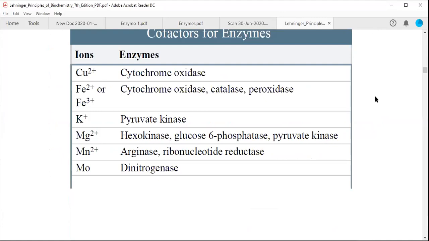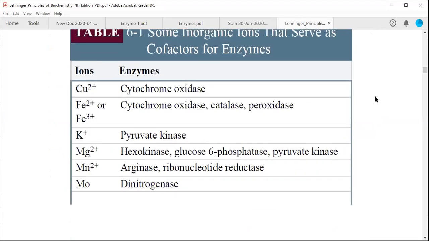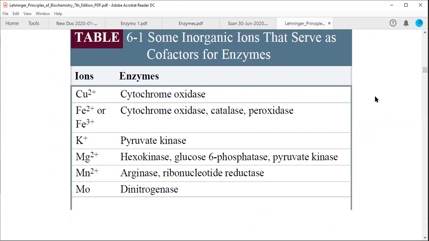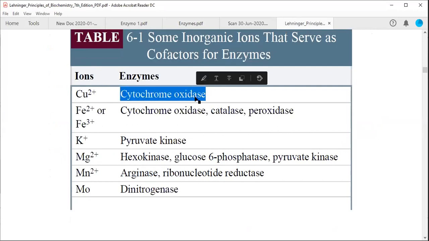So, the cofactors for enzymes: you should remember some of the basic metal ions. For example, copper ions are required for cytochrome oxidase functioning. Where do you find the cytochrome oxidase? In the mitochondrial inner membrane. It is responsible for the electron transport chain.